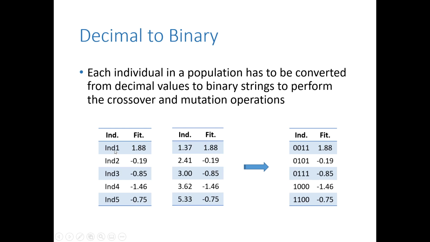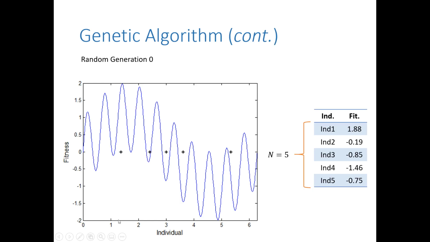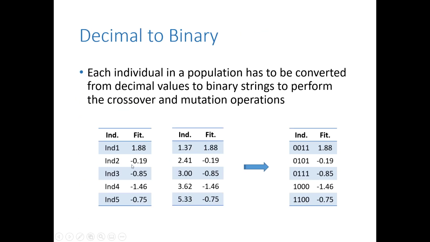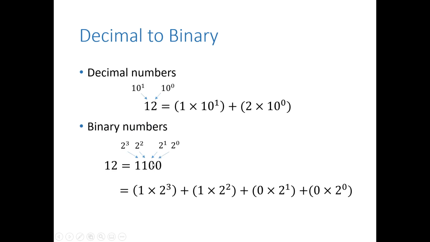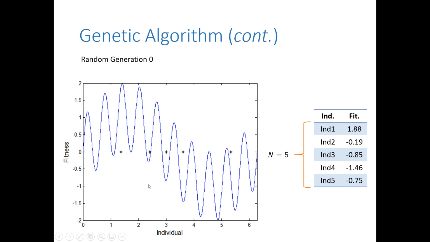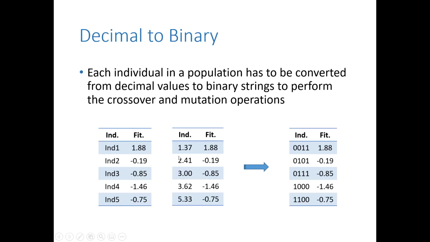So we know that individual 1 is just a term to represent 1.37. And individual 2 is a term to represent the number 2.41. So we have to convert these to binary values. So for example, 1.37 becomes 0011, 5.33 becomes 1100.